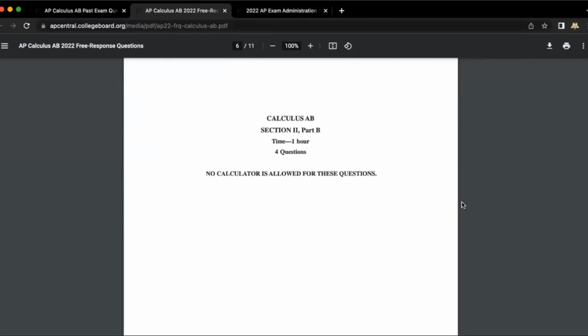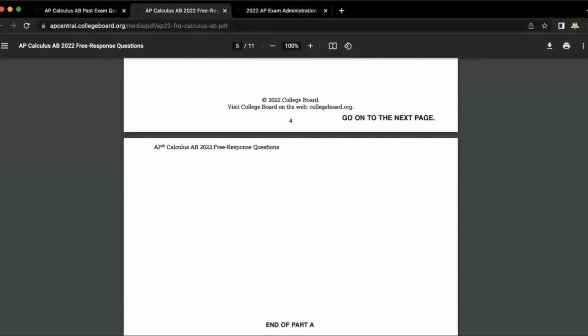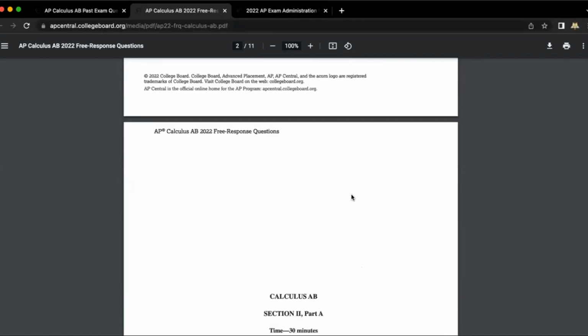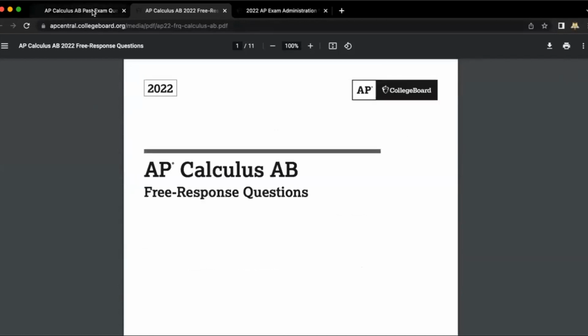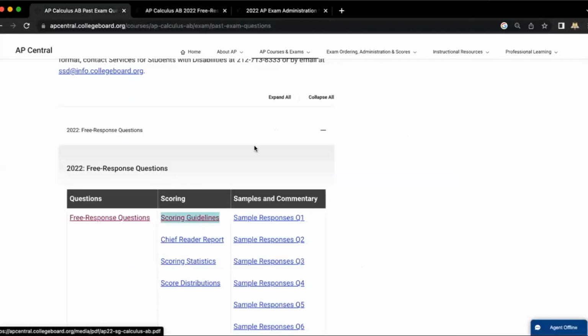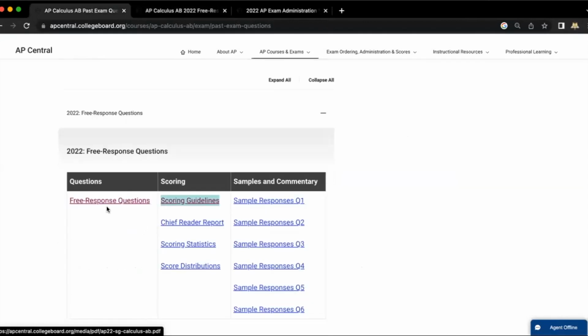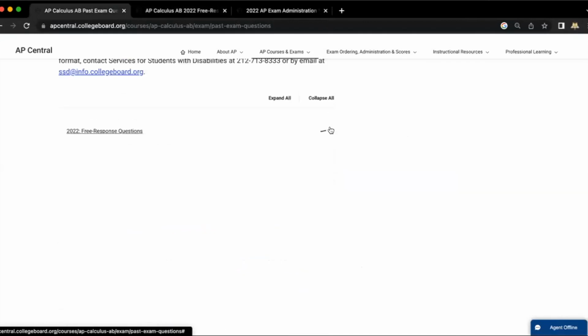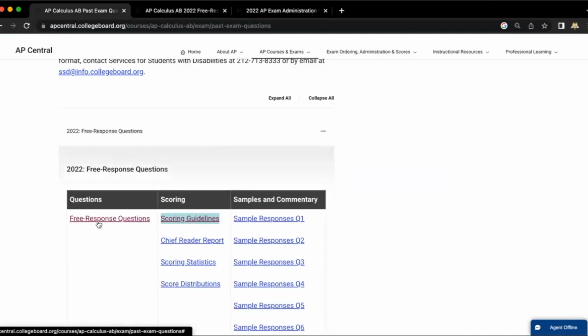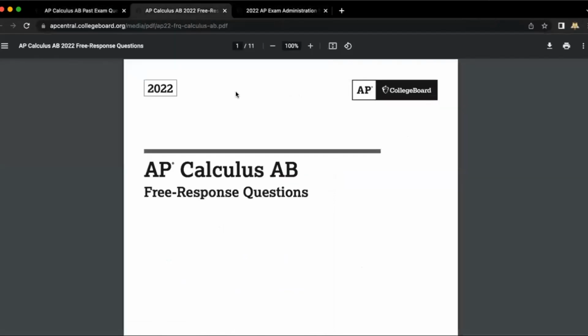We're just going through the 2022 free response questions that are available on our AP Central Calculus AB, okay? So what I'm doing here is, when you go in here, free response questions, scoring guidelines. We have these pulled up so that we can double check our work, okay?